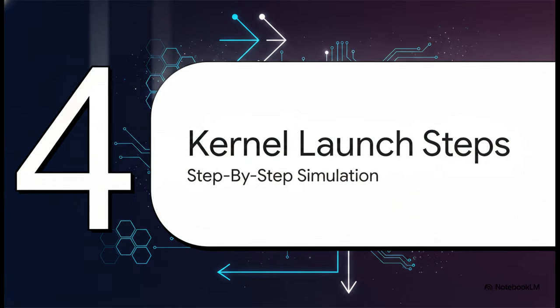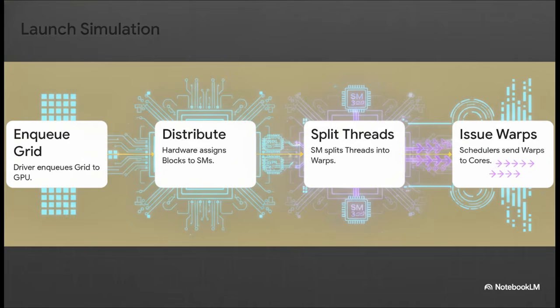Okay, let's move to part 4 and run a step-by-step kernel launch. Let's see what happens the exact millisecond you hit run. Step 1, your computer's driver enqueues your software grid to the GPU. Step 2, the hardware looks at all your blocks and distributes them across the available SM factories. You don't control this part, the hardware does it for you. Step 3, inside the SM, your threads get sliced into those warps of 32. And finally, step 4, the SM partition schedulers look for warps that are ready to go, and they fire those instructions directly into the execution cores.